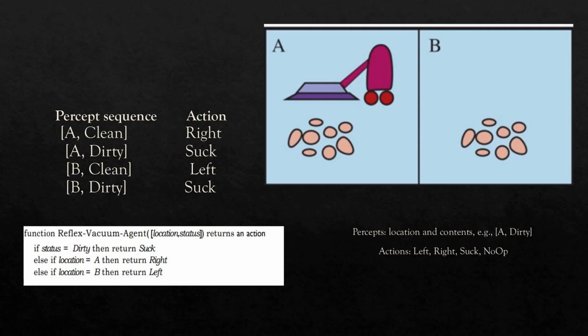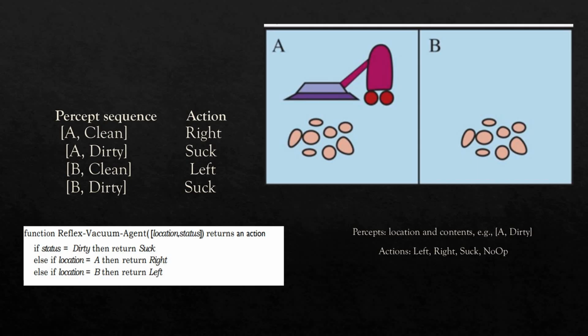So what do you guys think? Is this a rational agent? Because every time square A is dirty, it's going to clean it. Every time square B is dirty, it's going to clean it. And if it's in A and it's clean, then it's going to move to B and clean that one. Similarly, it's moving back and forth and sucking. So what do you guys think? Is this what we mean by a rational agent?